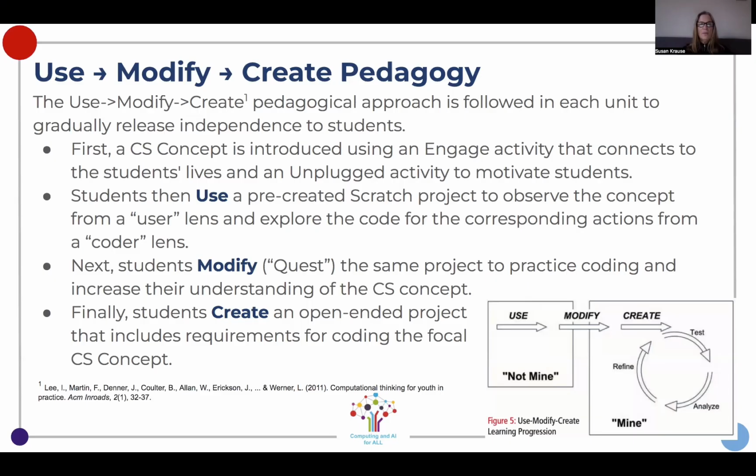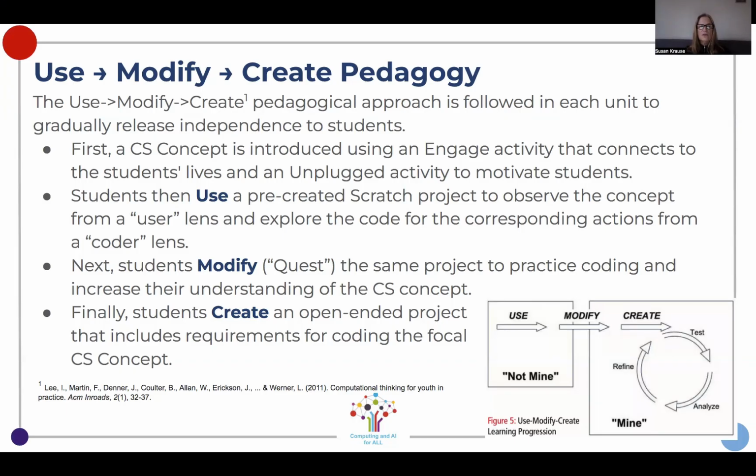The use, modify, create pedagogical approach is followed in each unit to gradually release independent learning to students. First, in every unit, a CS concept is introduced using an engage activity that connects to students' lives and an unplugged activity to motivate students to understand the CS concept while doing a hands-on activity.